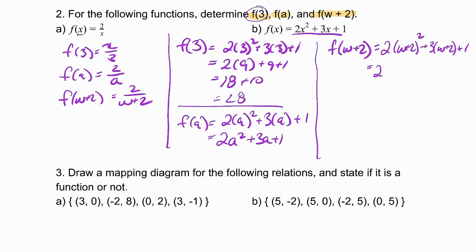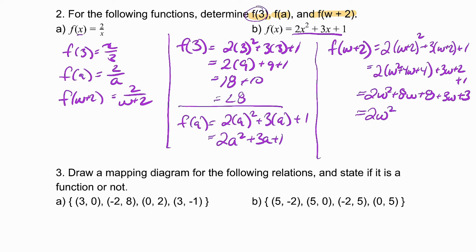So w plus 2 quantity squared is w squared plus 4w plus 4. And then I'm going to expand the 3 times w plus 2 to get 3w plus 2. And I got plus 1 at the very end there. And then I'm going to distribute the 2, so I get 2w squared plus 8w plus 8. And I'm going to simplify the 2 plus 1 to be 3. And finally simplify everything, collect all the like terms. I get 2w squared, 8w plus 3w is 11w.